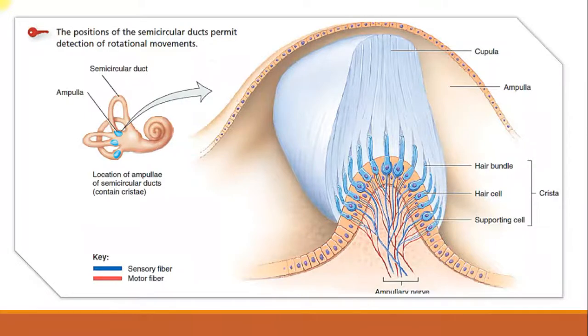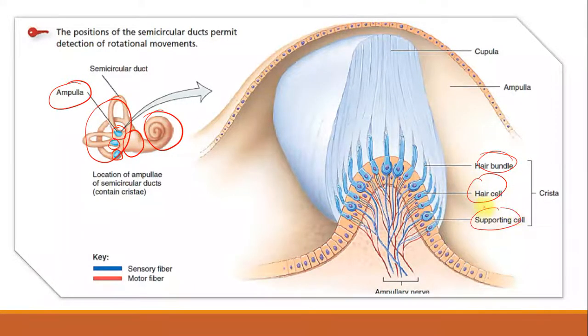Where exactly is this ampulla present? You can see this part is the vestibule, this is the cochlea, and these are the semicircular canals arranged in three planes: anterior, posterior, and lateral. At the base of each semicircular canal we find the ampulla, plural ampullae. Inside the ampullae is an elevation called the crista, which consists of hair bundles, hair cells, and supporting cells. On these hair bundles rests the gelatinous mass called the cupula.